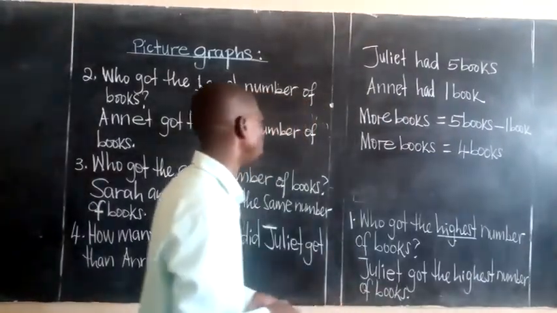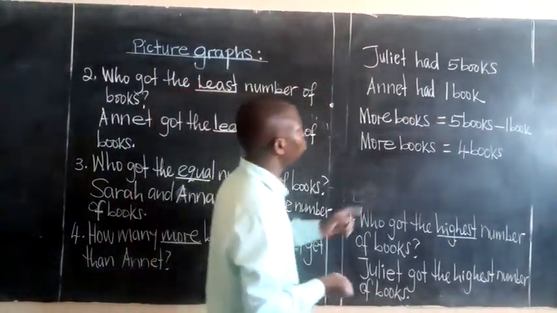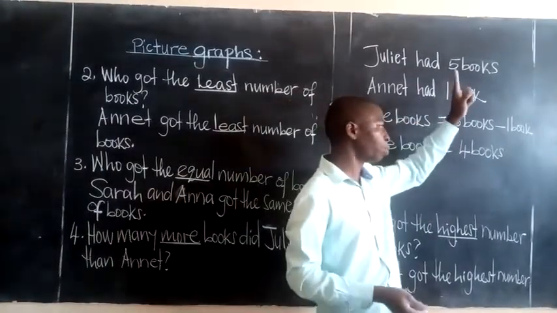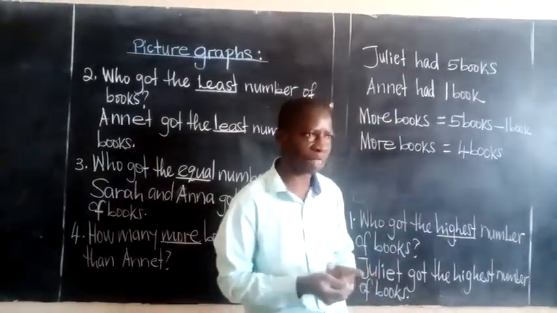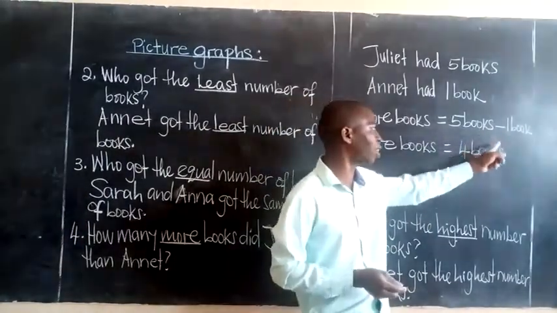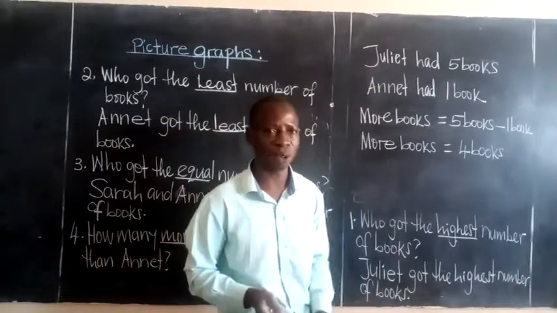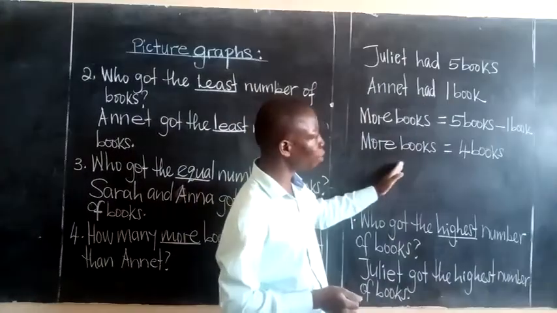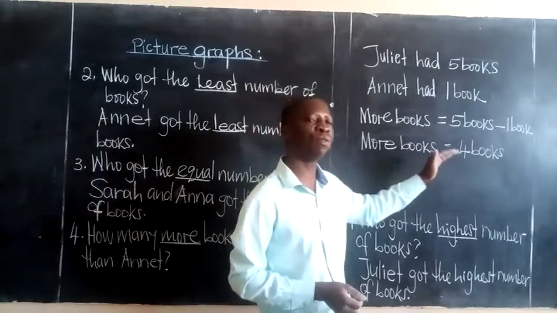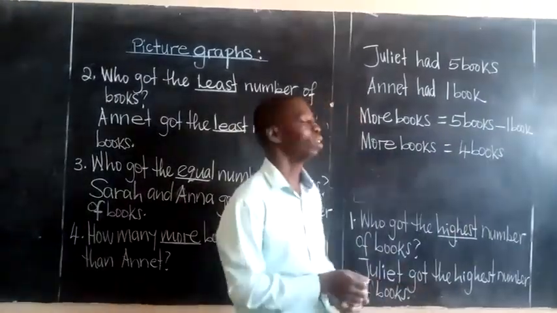So what does that mean? Juliet got 5 books, and Annette had 1 book. So we want to get the difference. How do you get the difference? We said you get the difference by subtracting or by taking away. So we are getting the 5 books and we take away 1 book. The more books now are 4 books.